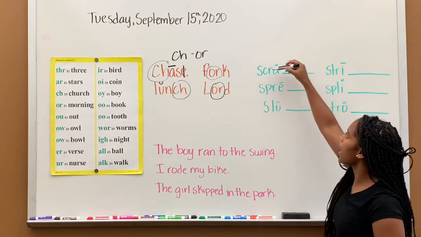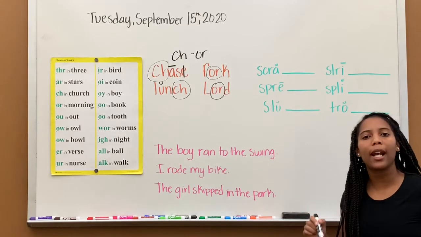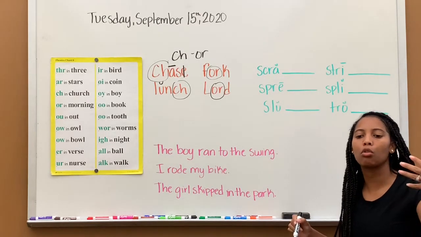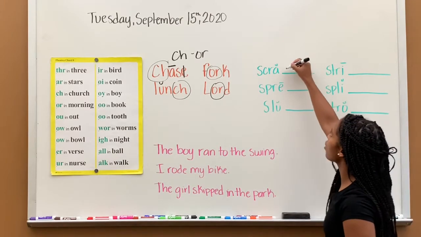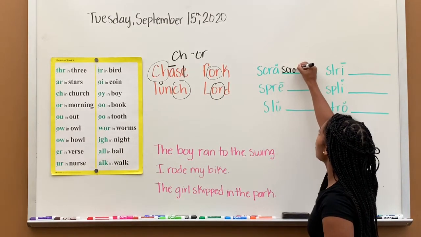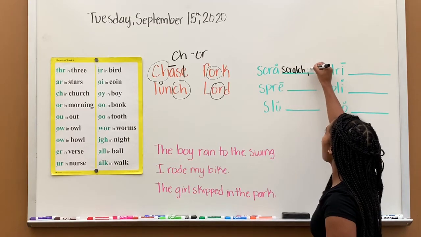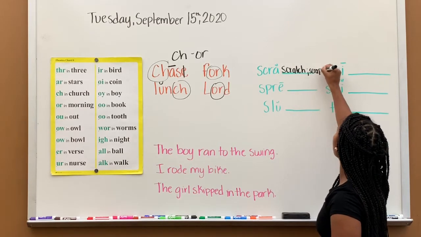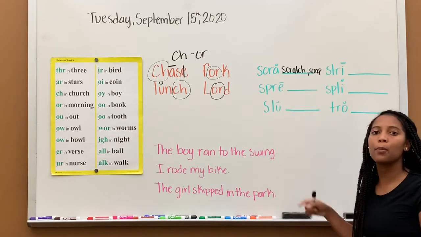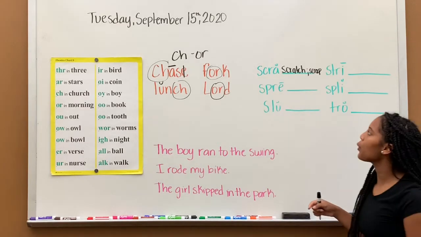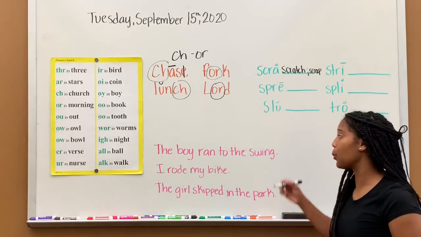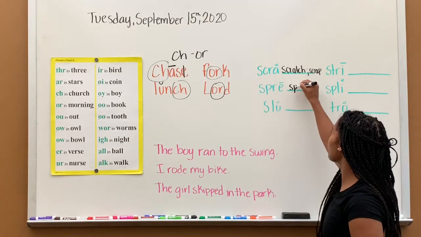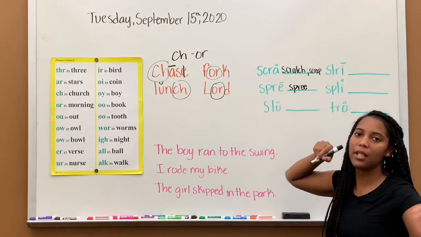So the first one I have is scrap. What's a word I can create from the blend scrap? You could say scratch or scrap. Next, I have spree. What's the word? Spree, except you just add an extra E on it, like if you go on a shopping spree.